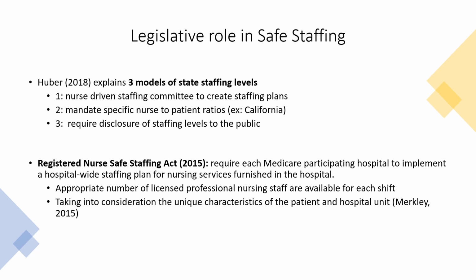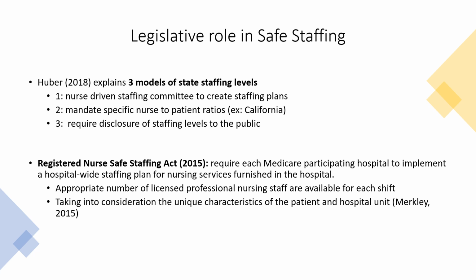Another one is a state mandate of specific nurse to patient ratios. There's a handful of states that have implemented this, such as California, where they have set nurse to patient ratios depending on the unit. The other one is also to require disclosure of staffing levels to the public.